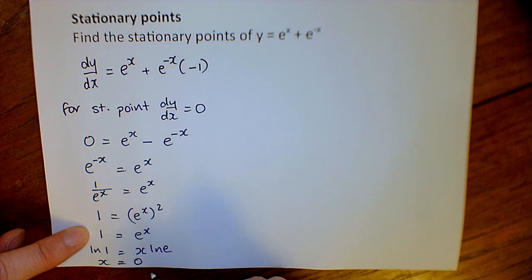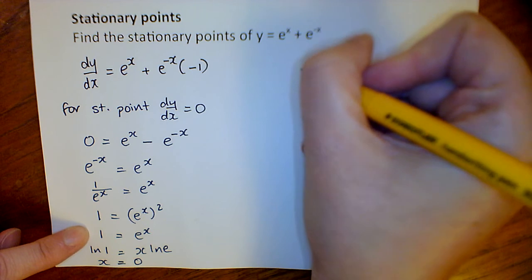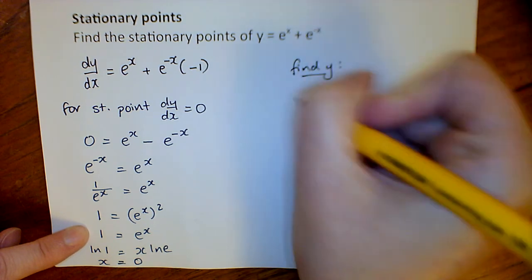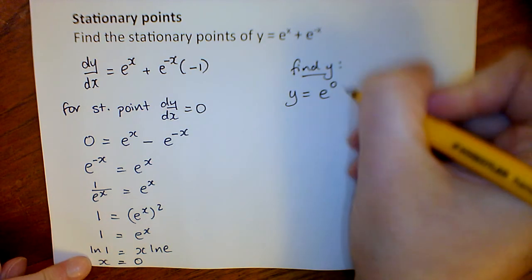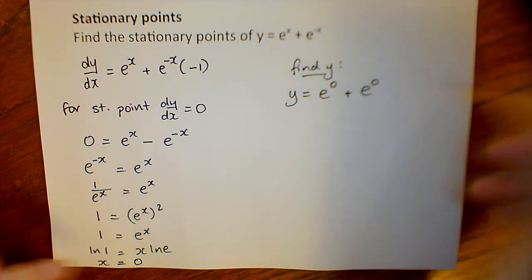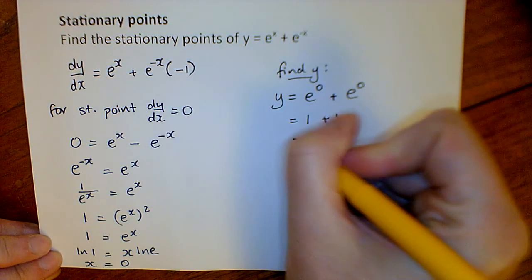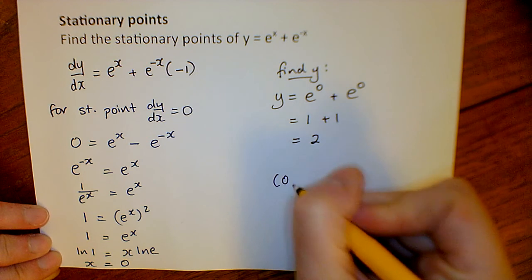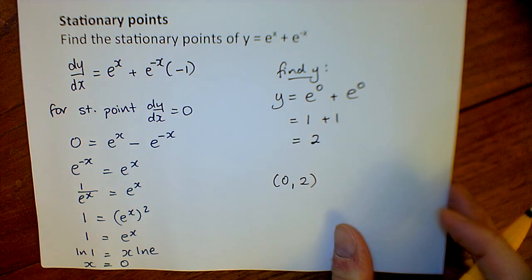So we've got the 0, the x coordinate of the stationary point then, so we need to find the y coordinate. So y equals e to the x, so e to the power 0, plus e to the power of minus x, so e to the power 0. That's going to give us 1 plus 1, which is 2. So our stationary point then is 0, 2.